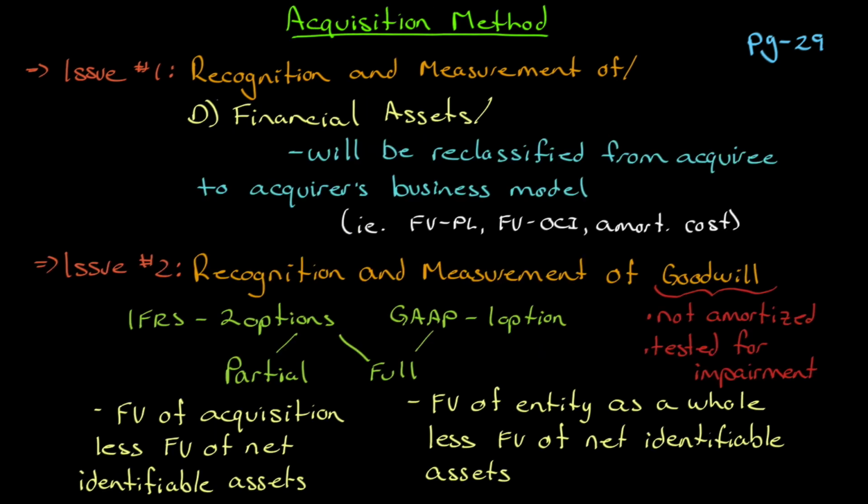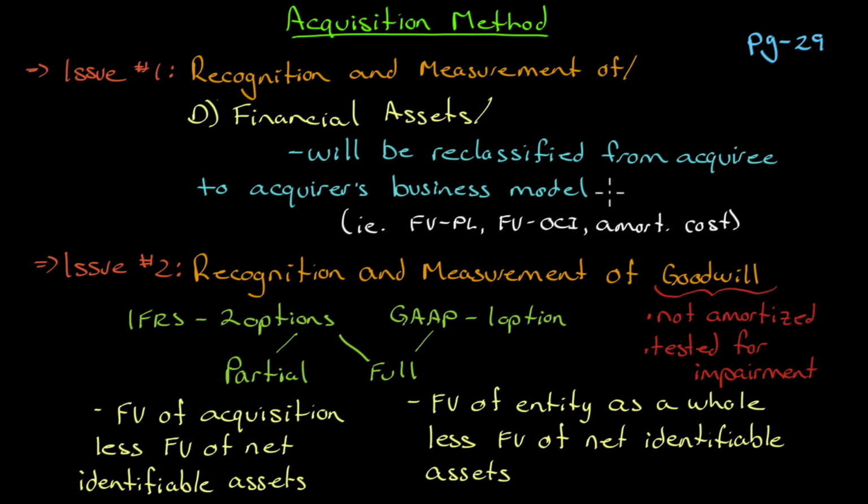And our last issue with regards to recognition and measurement of assets and liabilities is financial assets. Well, we spent the whole first half of this reading on financial assets, so we just have to talk about the process of moving them from one balance sheet to another. We're not going to talk about how they're recognized, just the process. They will be reclassified from the acquiree's to the acquirer's business model. So the acquiree will have their financial assets listed as either fair value to P&L, fair value to OCI, or amortized cost. Well, when they move over to our balance sheet, perhaps something that's in amortized cost doesn't make sense based on the way we do business. It might be better off in fair value to P&L.